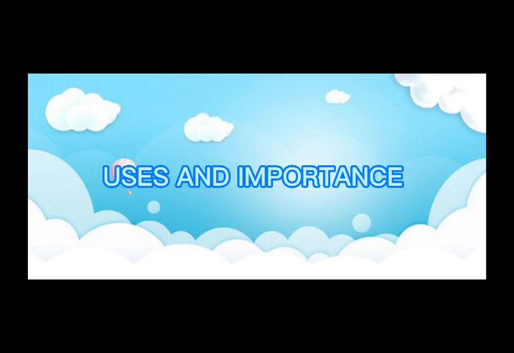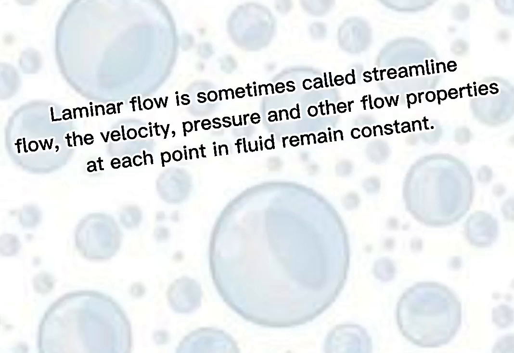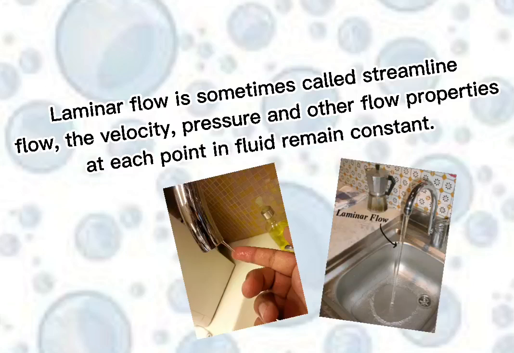What is laminar flow used for, and why is laminar flow important? So let's start with what is laminar flow. Laminar flow is characterized by fluid particles following smooth paths in layers, with each layer moving smoothly past the adjacent layers with little or no mixing. In laminar flow, sometimes called streamline flow, the velocity, pressure, and other flow properties at each point in the fluid remain constant.